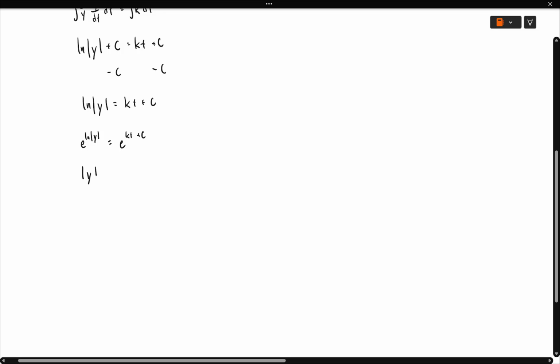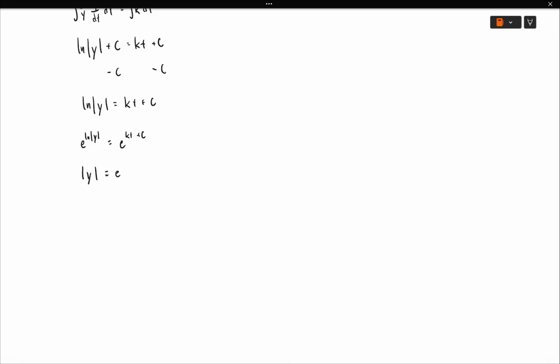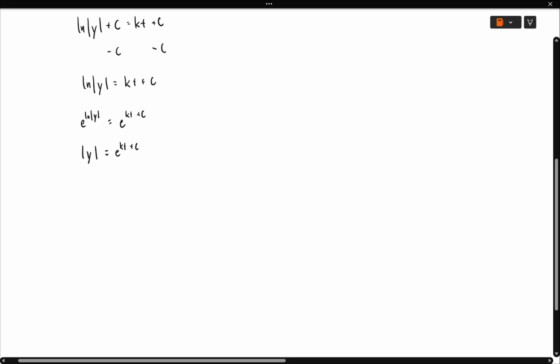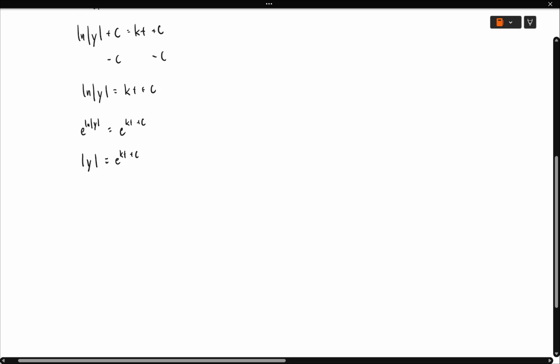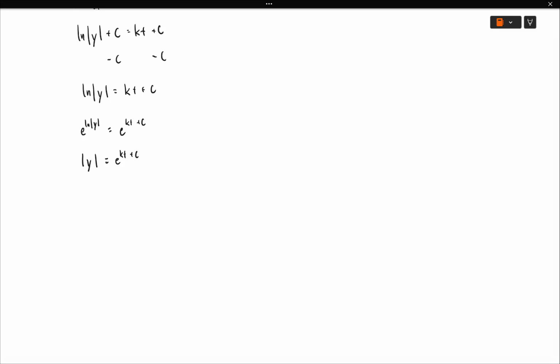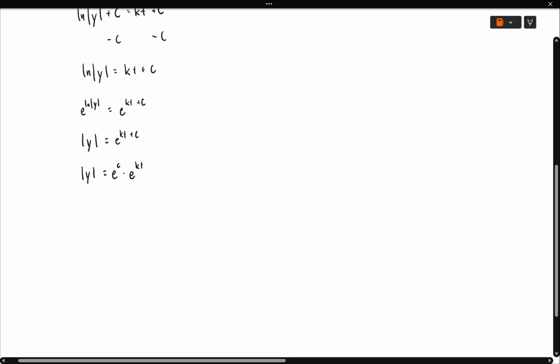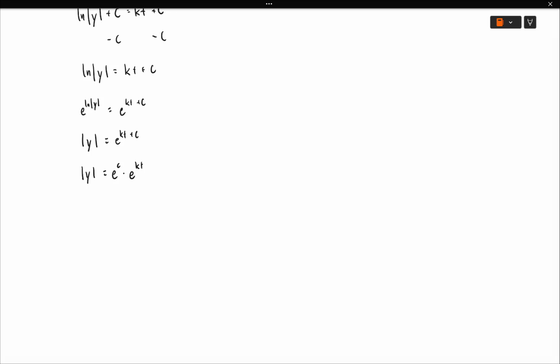So we have the absolute value of y equals e to the kt plus c. And remember, exponents adding together, the kt plus c, is the same as e to the kt times e to the c. So we're going to rewrite this as the absolute value of y equals e to the c times e to the kt. And so to get rid of the absolute value is similar to plus or minus. So we're going to put a plus or minus on the right side of the equation and get rid of the absolute value. So we're going to get y equals plus or minus e to the c times e to the kt.